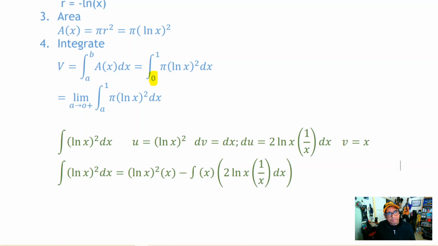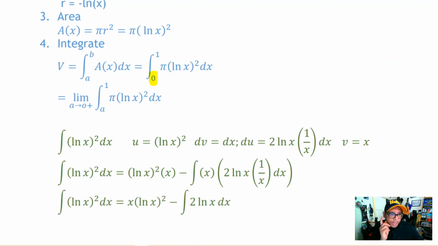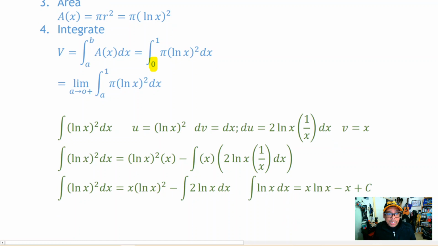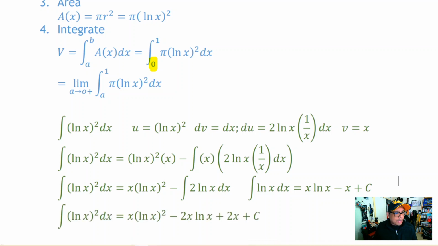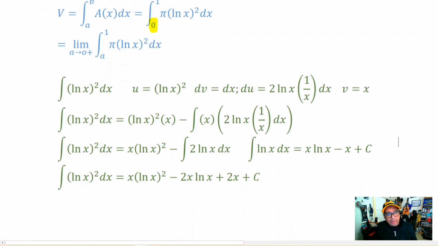Let's simplify this. And at this point, I really hope that you memorize the antiderivative for the natural log of x, because that's going to save you from doing yet another integral by parts. So to refresh your memory, the antiderivative of the natural log of x is x natural log of x minus x plus constant. So that gives me that the antiderivative of natural log of x squared is equal to x natural log of x squared minus 2x natural log of x plus 2x plus constant.